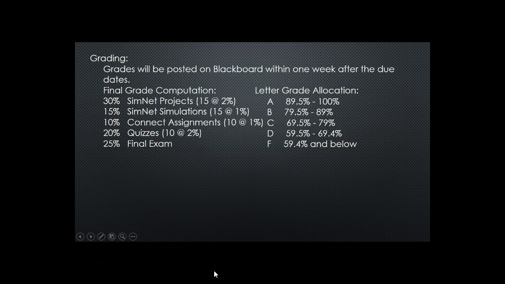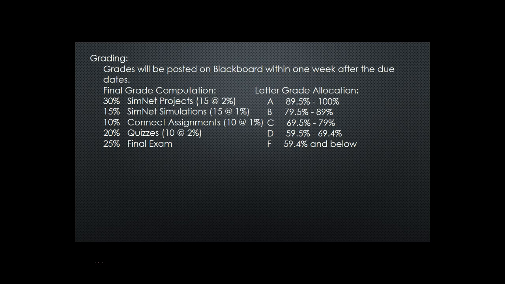Okay, so grading will be posted on Blackboard within 1 week after the due date. You guys can see how the grading's done. The grade allocation is just your typical, basically 90 to 100, 80 to 90, and so forth. 30% comes from the SimNet projects. You'll have 15 of them worth 2% apiece. SimNet simulations, you'll have 15 worth 1 point apiece.